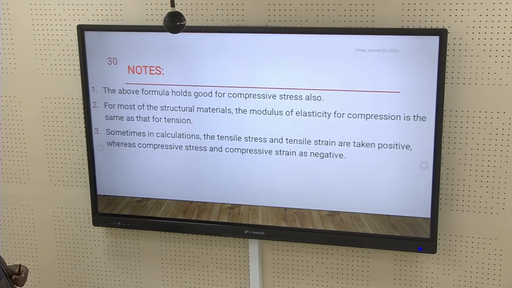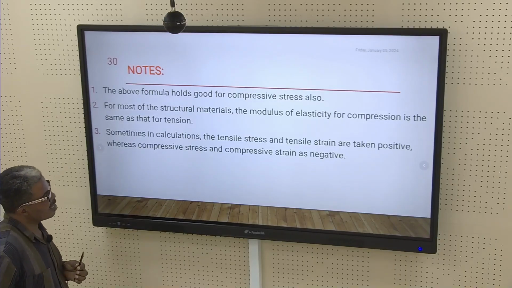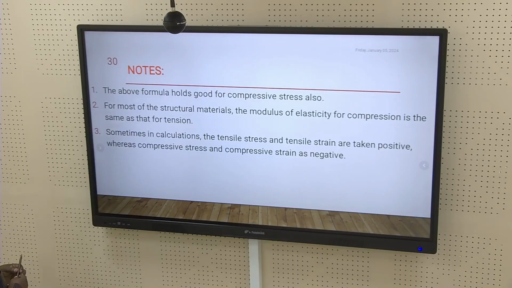To put in a summary, one can say the above formula holds good for compressive stress also. For most structural materials, the modulus of elasticity for compression is the same as for tension. Sometimes in calculations, the tensile stress and tensile strain are taken as positive, whereas compressive stress and compressive strain are regarded as negative.